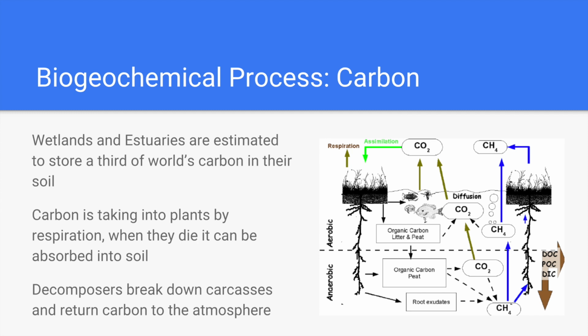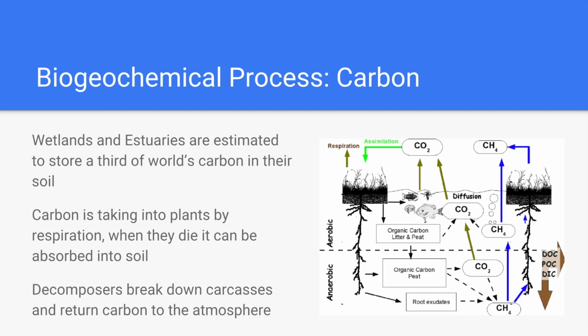The third biogeochemical process that occurs in wetlands is the carbon cycle. It is estimated that wetlands and estuaries contain a third of the world's carbon in the soil, which makes it very nutrient rich and encourages a lot of plant life. Carbon is taken up into the plants by respiration, and when they die, it can be absorbed into the soil, further creating a nutrient-rich soil. The decomposers break down the carcasses of animals and return carbon back into the atmosphere, which keeps the carbon cycle going in these wetlands.